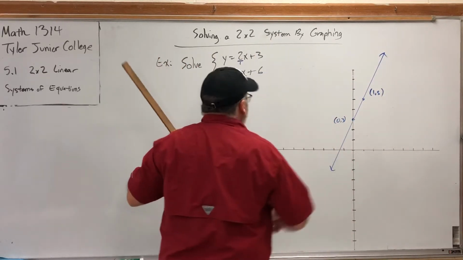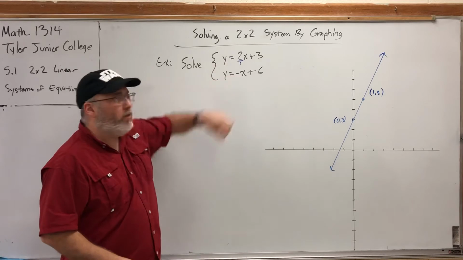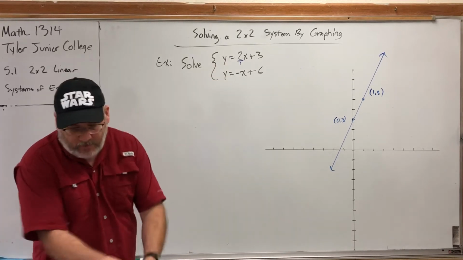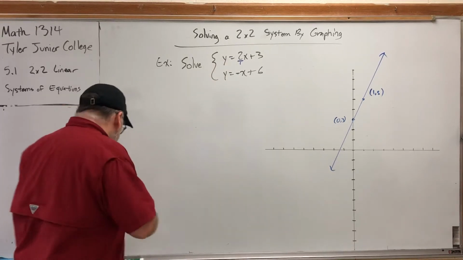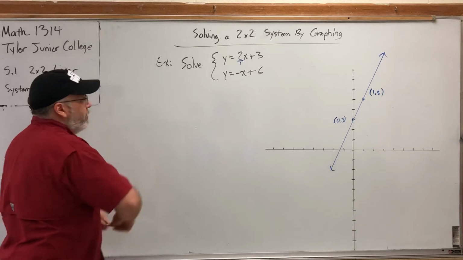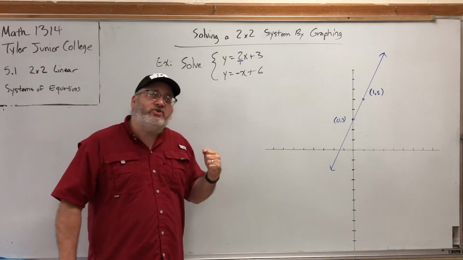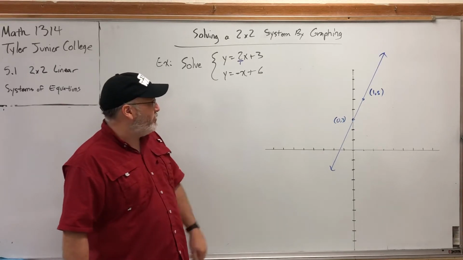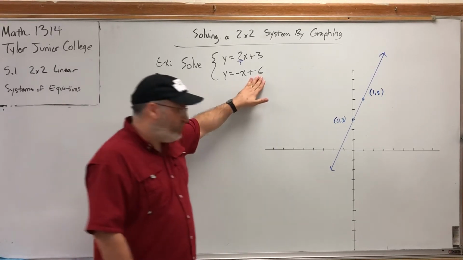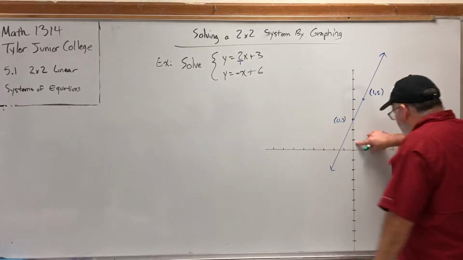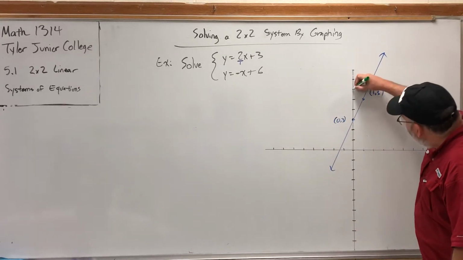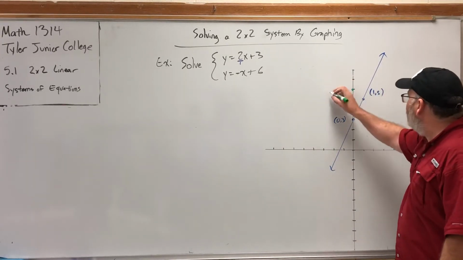It's at negative 3 halves if you substitute 0 for the y and solve for x. All right, so there's our first line. Now let's graph the second one. For the second line, y equals negative x plus 6, that is also in slope-intercept form, so we can capitalize on that. We know the y-intercept is 6. 1, 2, 3, 4, 5, 6, so it's up here at 0, 6.